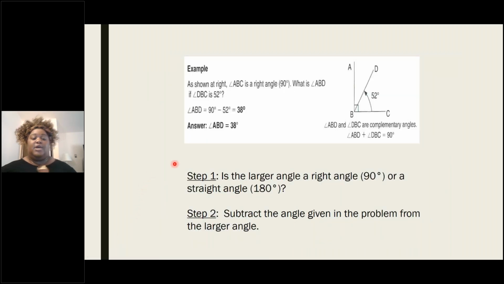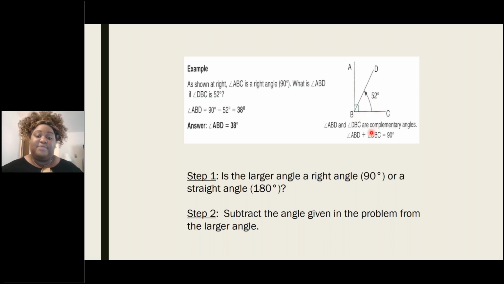So this slide is just going to tell us a way to solve problems that may exist when they're asking about the relationships between the angles. The example here tells us, as shown at right, angle ABC is a right angle, 90 degrees. What is angle ABD if angle DBC is 52 degrees?